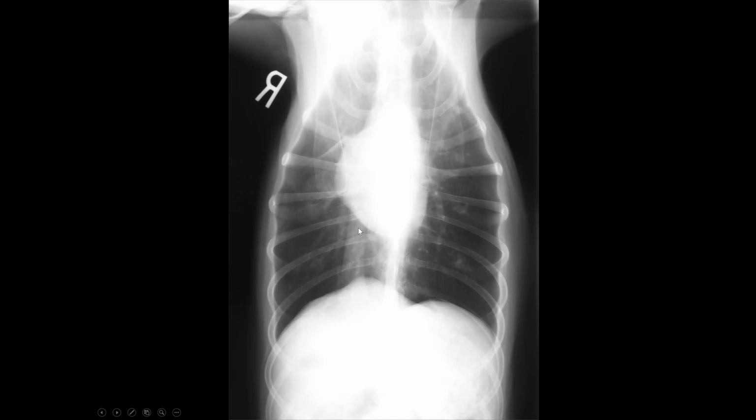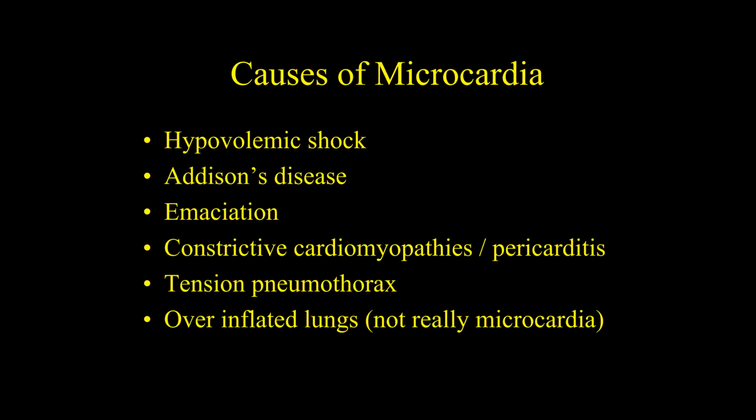It's about the same amount, but overall, the heart size looks small compared to the size of the chest, okay? So what are things that can cause microcardia or a small sized heart in a dog? Well, a few things, or cat, I should say. Hypovolemic shock. So if you had recent trauma, okay, you can get a small sized heart.